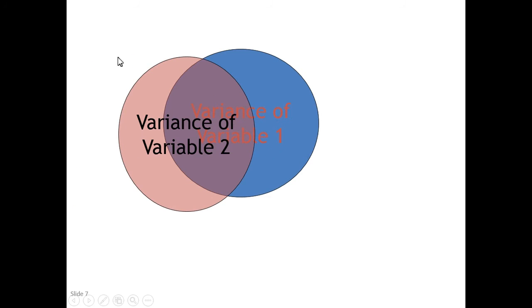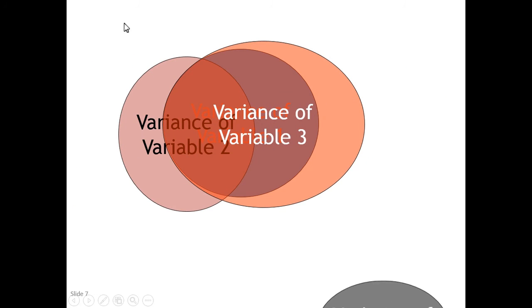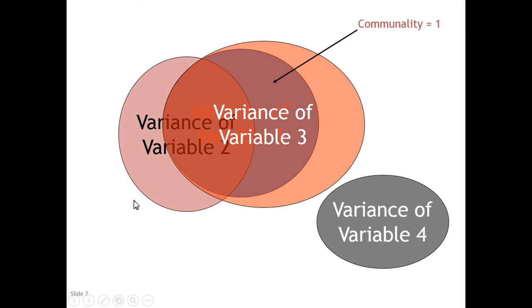Here's the picture. I didn't realize it was going to fly in sideways, but okay. So communality is the overlap. For variable 3, it's got a communality of 1 because it overlaps completely with these other variables. Variable 4 has a communality of 0 because it overlaps none with the other variables. So I can predict all the variance in variable 3 with questions 2 and 1, and none of the variance in variable 4. Okay, so we want this.